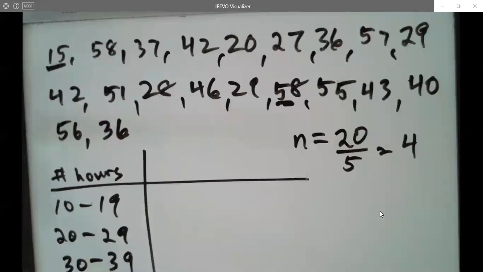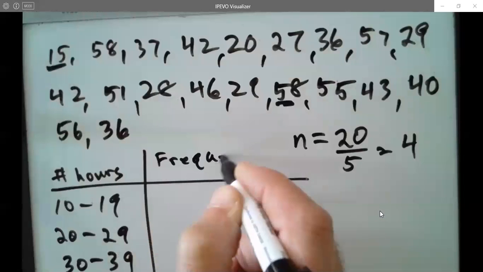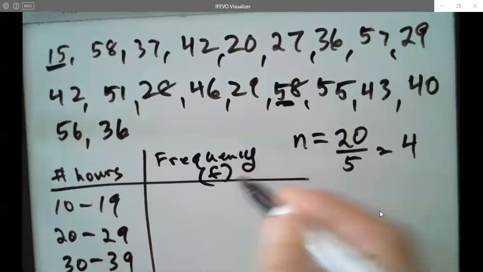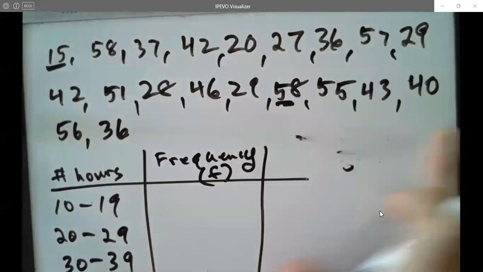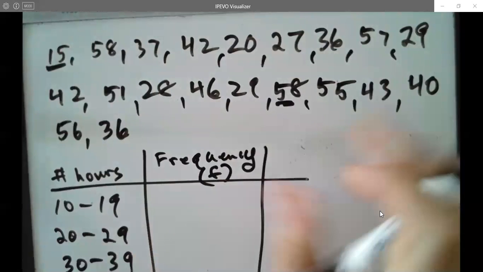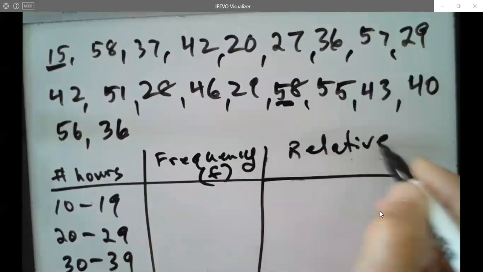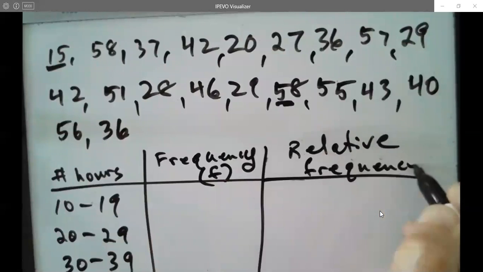So now we go ahead and come up with frequency, and that's F, and relative frequency, which is F over N. We can erase this now.